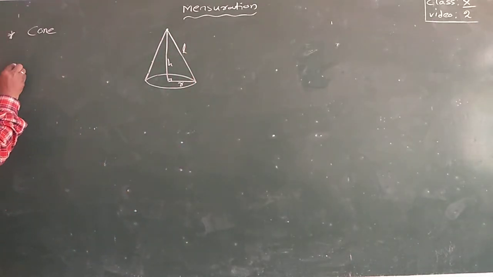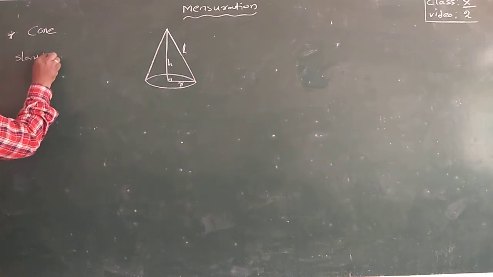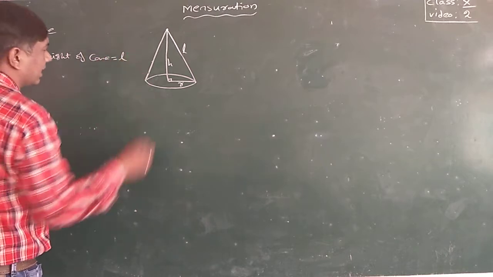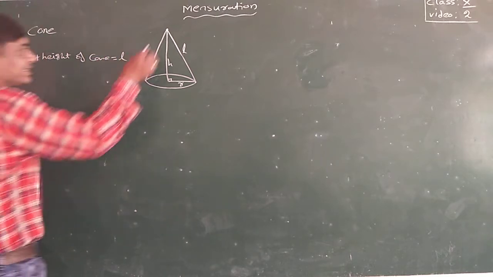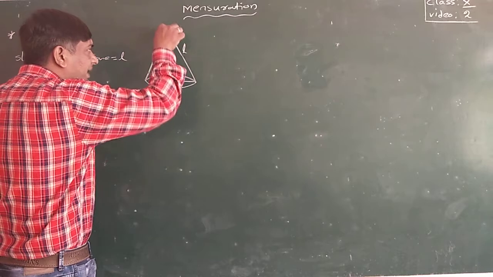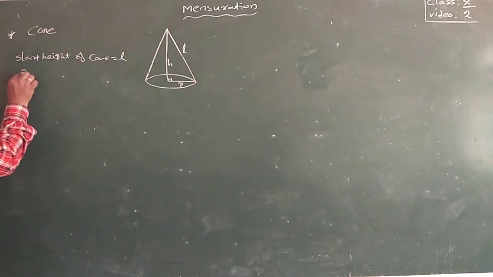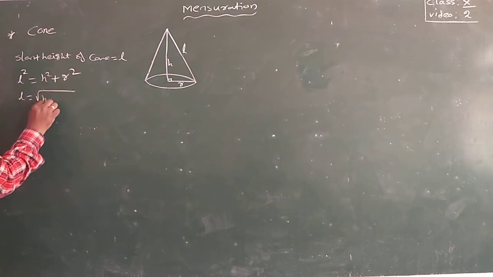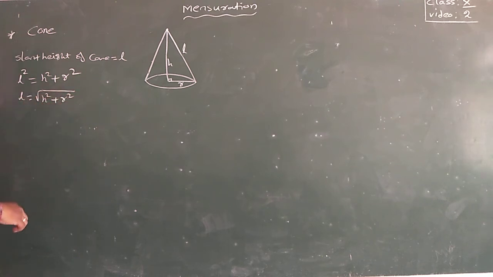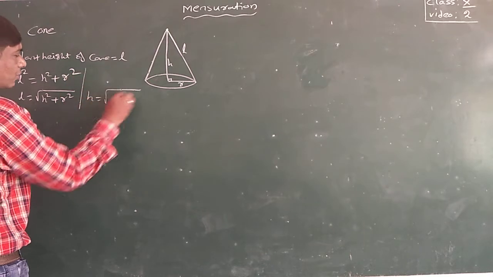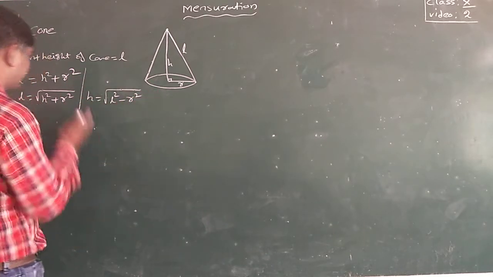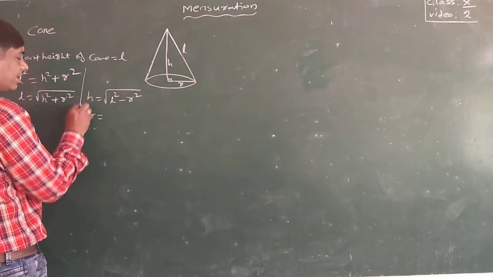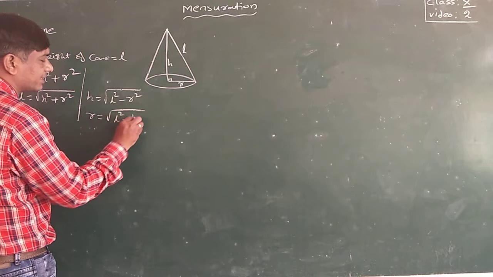Now, the slant height of a cone is equal to L. This is a right angle triangle, so by Pythagoras theorem, L square is equal to h square plus r square. L is equal to root of h square plus r square. If you require h, then h is equal to root of L square minus r square. Transposing only, if you require radius, r is equal to root of L square minus h square.